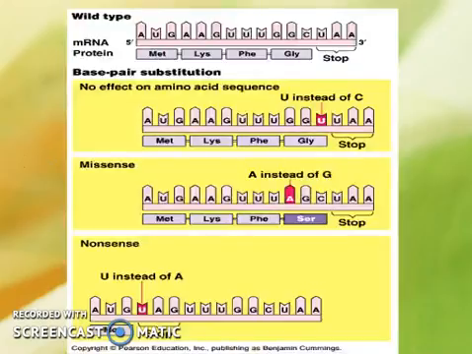Here's a picture kind of showing that. The wild type would be the original strand. Here you can see we've had a base pair substitution where we've got a U instead of a C. So that's what you may have called the wobble effect before. It codes for the same amino acid, so that's a silent mutation. A missense mutation, again, is going to cause a different amino acid to be coded. Instead of glycine, here we've got serine. And then a nonsense is going to code for stop. So we're going to get a truncated or a shortened version of that polypeptide.